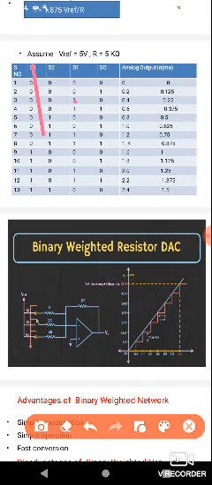Next one is 0, 1, 0, 0. These are the different conditions, with the switches either closed or open. First, all switches are open. Second, S0 is closed. Third condition, S1 is closed.